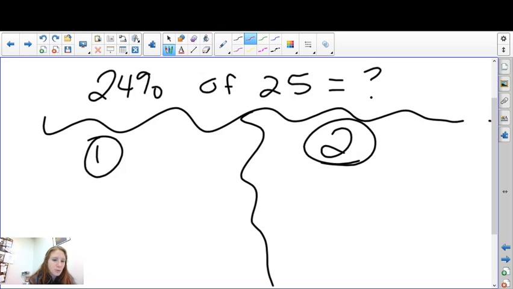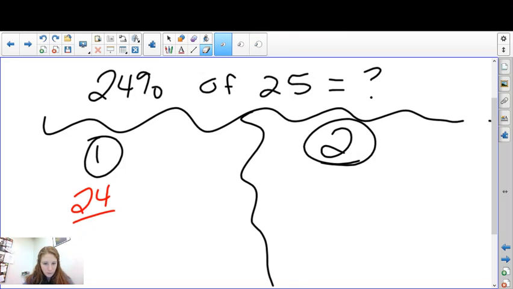Method 1 says 24%. Wow. I think it's because I have Google open. Let me close Google, guys. Bye, Google.